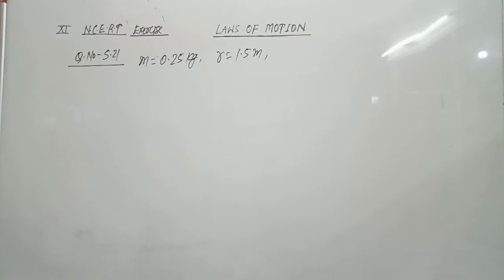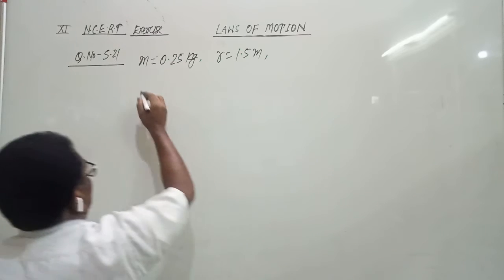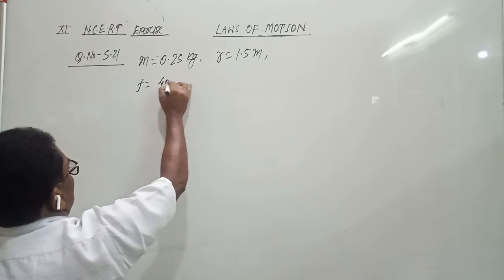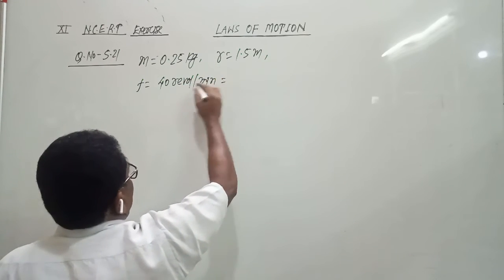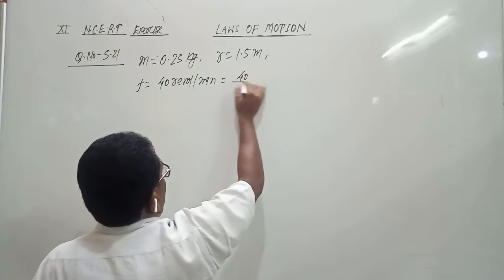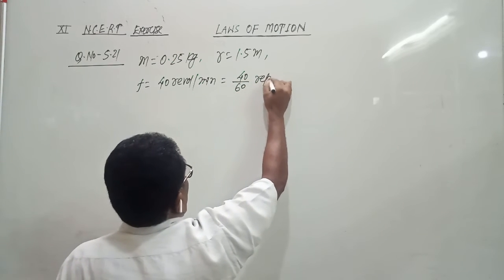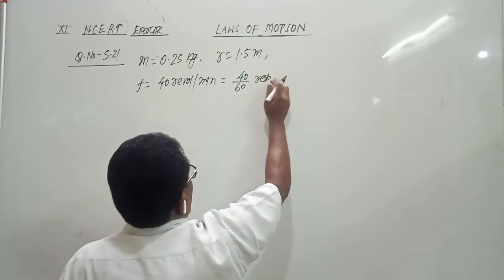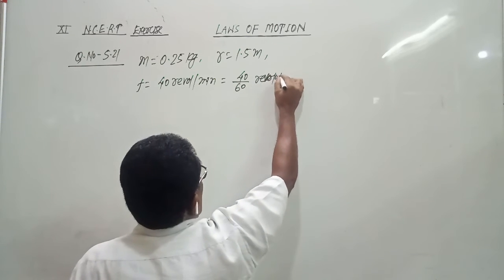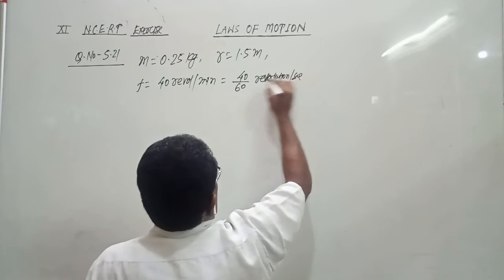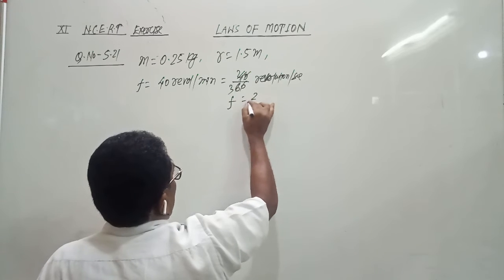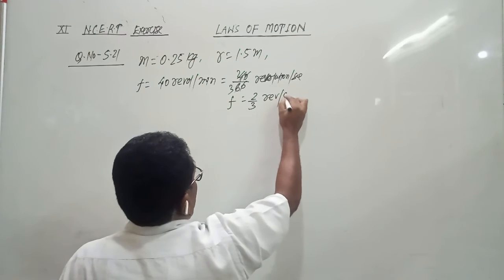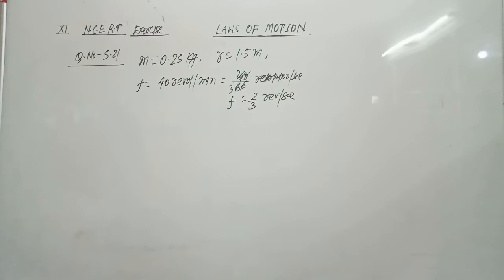Frequency f is 40 revolutions per minute. So we convert this into revolutions per second: 40 upon 60 revolutions per second. Means frequency f is 2 by 3 revolutions per second. So what is the tension in the string?